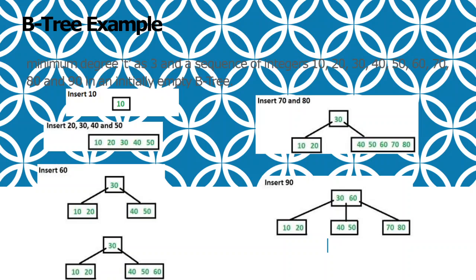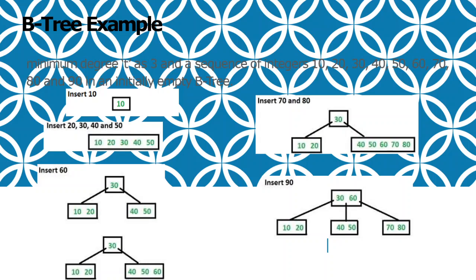We have done an example now. With a minimum degree T of 3 and a sequence of integers 10, 20, 30, 40, 50, 60, 70, 80 and 90 in an initially empty B-tree. We have to insert 10 now, and we have to insert 20, 30, 40 and 50. If you insert 30, it will become now independent. 30 will be the main, also the root, as you would call it, no problem. On the Y side we have 10 and 20, zeta side we have 40 and 50, or another example, 30, 10 and 20, 40, 50, 60, if you insert 60.